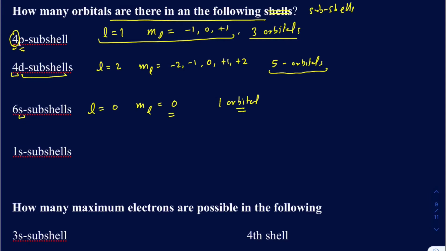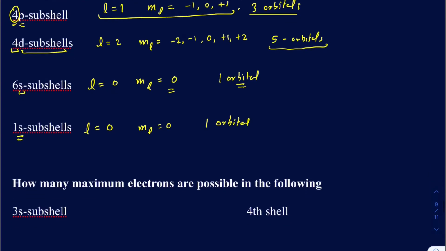So it's very important to be able to figure out the number of orbitals in a given subshell before you can figure out how many maximum electrons you can place in a given subshell. Okay, what about this 1s subshell? Well, we just said that it doesn't matter which s subshell you are in, it's going to have the same number of orbitals because the L value is 0 and the M of L value is also 0, so that means you're going to have one orbital in there. Okay, so that's the other type of question you could be asked.